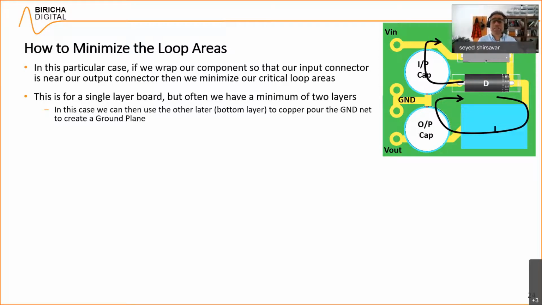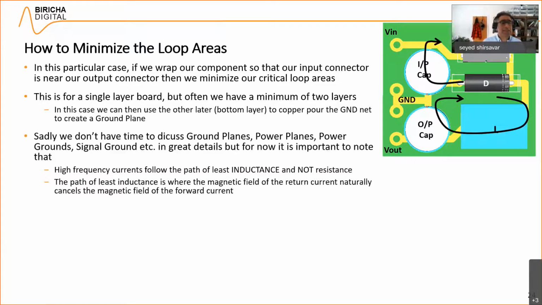Okay, this is for a single layer board, but we often have a minimum of 2 layers. In this case, we can then use the other layer, the bottom layer, to copper pour the ground net and create a ground plane. Okay. Sadly, we don't have time to discuss ground planes, power grounds, signal grounds in great detail. We also didn't have time to discuss switching node and dv/dt, but there is a lot here already that can hopefully help you in routing your power supply better.